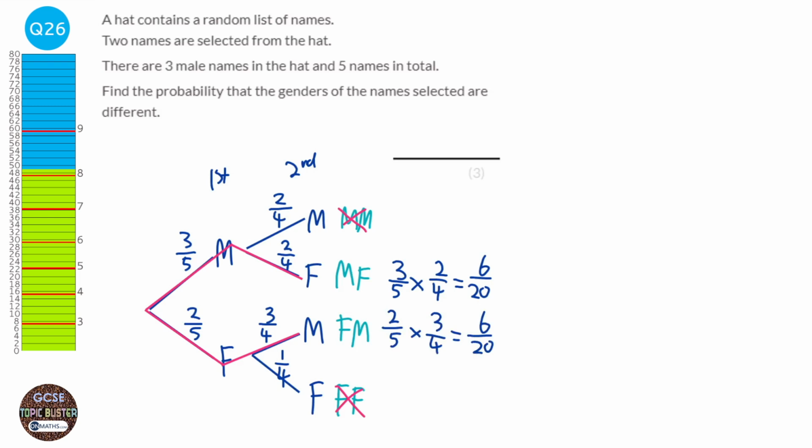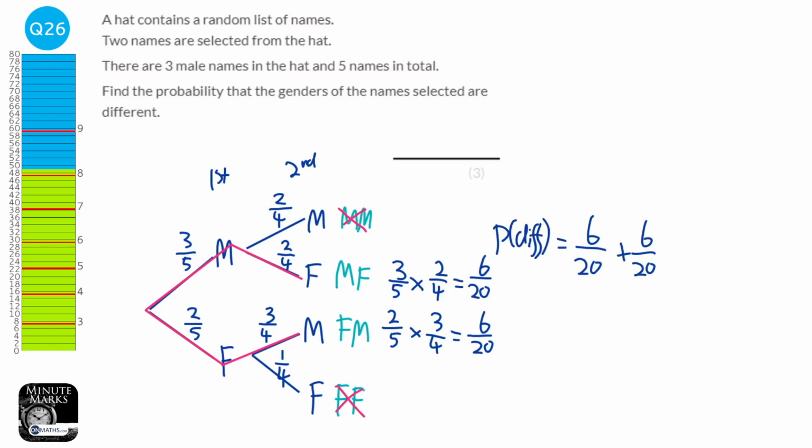Now we're looking to see whether it was male and female or female and male, and the word or in probability means add. So it'd be 6 over 20 plus 6 over 20, and this is the probability of different, which will be 12 over 20. Now 12 over 20 will cancel to 3 over 5.